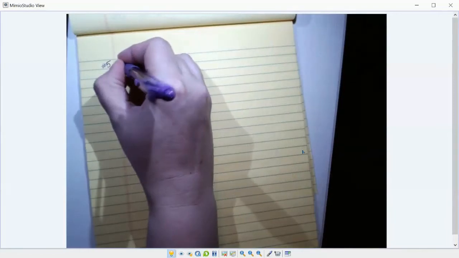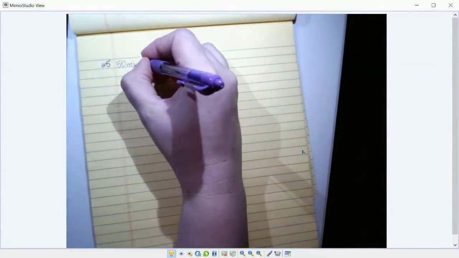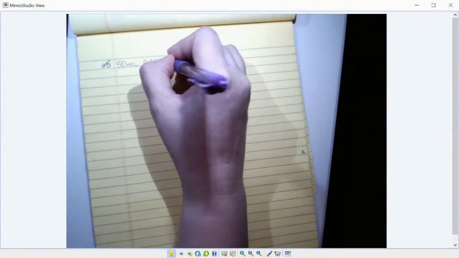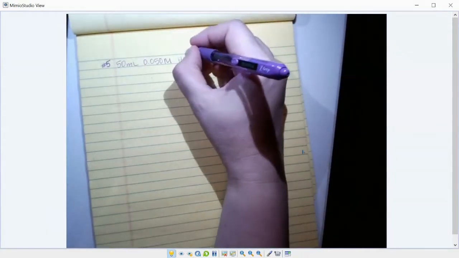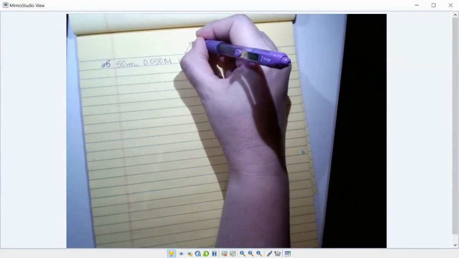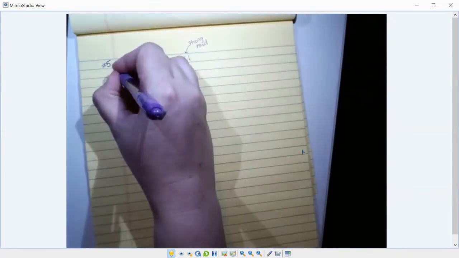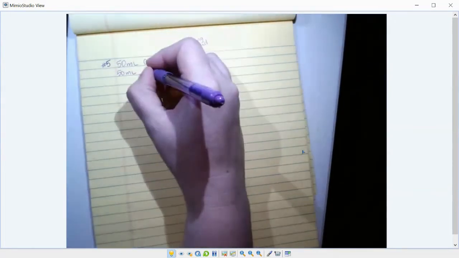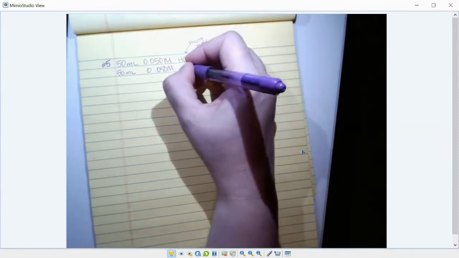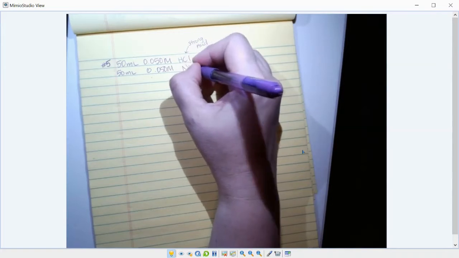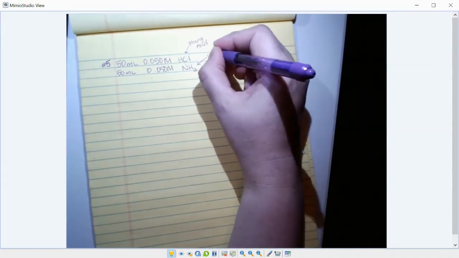So in the problem, it says if exactly 50 milliliters of 0.050 molar hydrochloric acid, and anytime you're looking at these, you really got to take note of if you got a strong or weak situation. So just make a mental note that this is a strong acid. So that is added to exactly 50 milliliters of the same concentration, 0.050 molar of ammonia, which is that NH3 stuff. And we've talked about how that's a weak base.